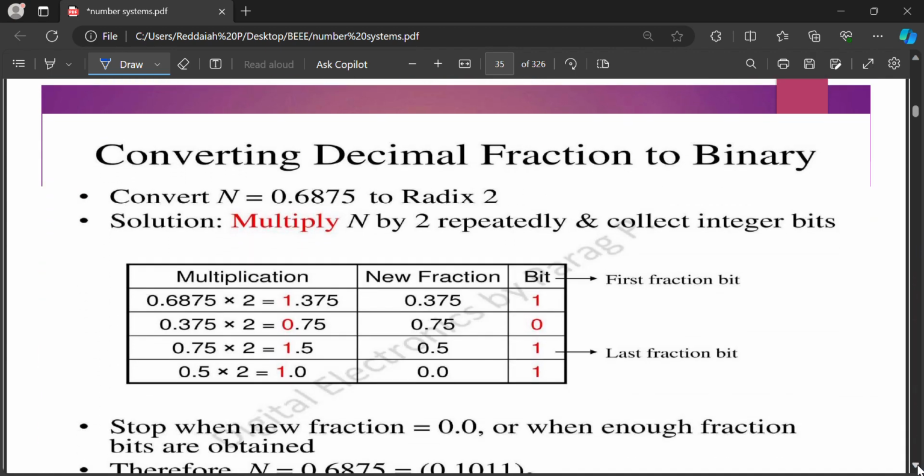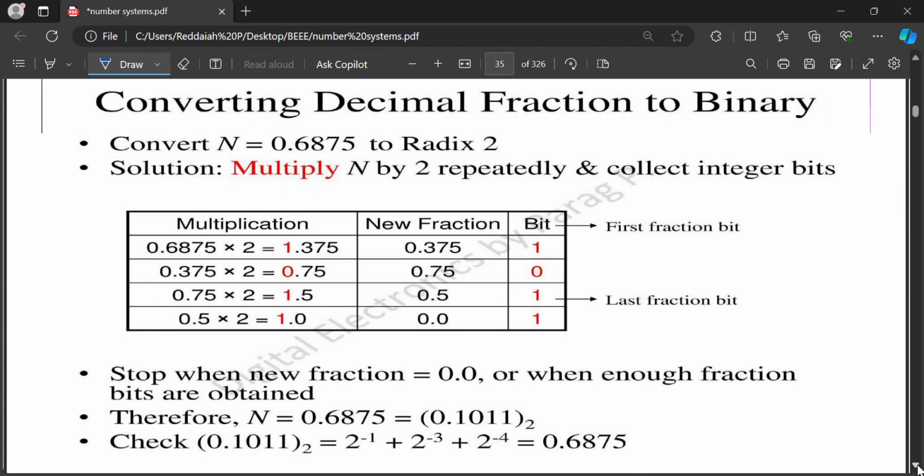Converting a decimal fraction to binary. If you want to convert a decimal fraction to binary, convert n, for example 0.6875 radix 2. Multiply n by 2 repeatedly and collect the integer bits. Integer bits only we have to collect.